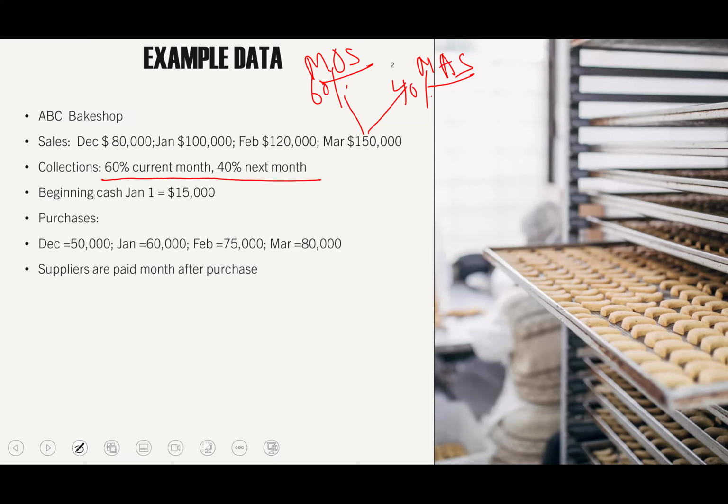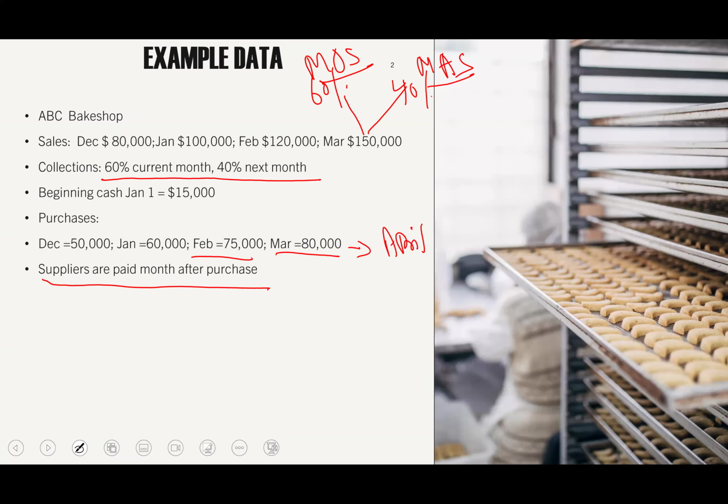Now you have a cash payment pattern. Cash payment pattern is saying we pay our suppliers the month after purchase. What does that mean? I pay whatever I buy in March, in April.